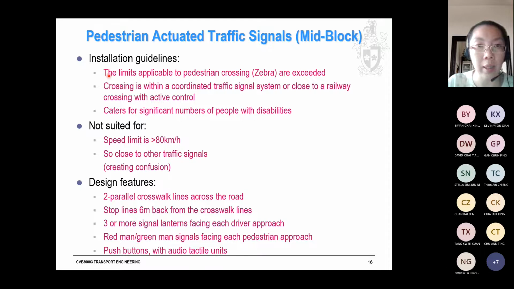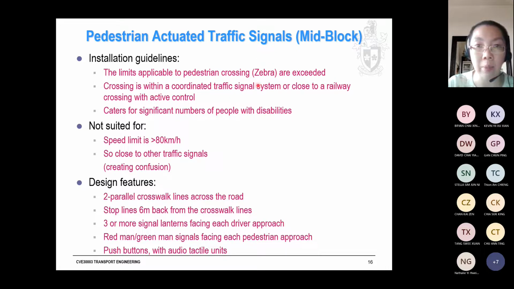Okay, so installation guidelines are given here. Limits of zebra crossing are exceeded, whether in terms of speed or in terms of the number of lanes, or the crossing is within a coordinated traffic signal system or within a traffic light, or close to a railway crossing with active control. And if it is in an area where it caters for significant numbers of people with disabilities, we may also consider installing pedestrian actuated traffic signals.